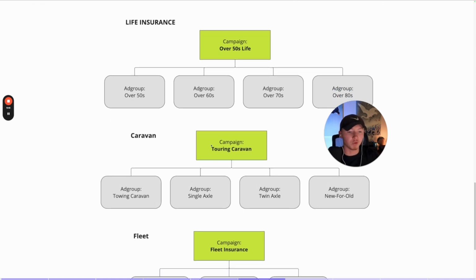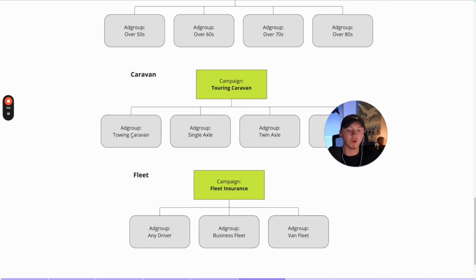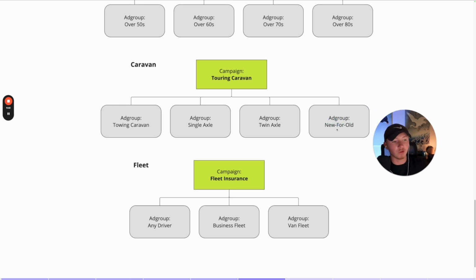For a caravan, you have a touring caravan, but you might also find that people are searching towing caravan. They might also be searching insurance for single axle caravan. They might be searching twin axle caravan insurance. Again, this is a policy feature here, new for old. So people are searching caravan insurance, new for old cover. These are all segments and search trends within the overarching idea of touring caravan insurance. So we're wanting to basically create campaigns and ads that are extremely specific for what people are searching for. That's how you can get the best results.